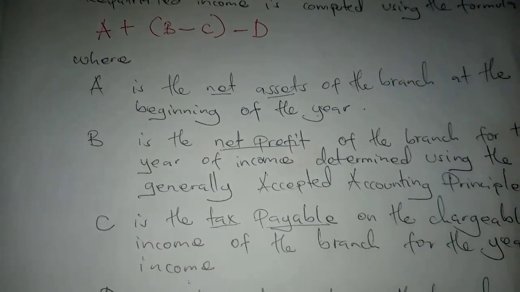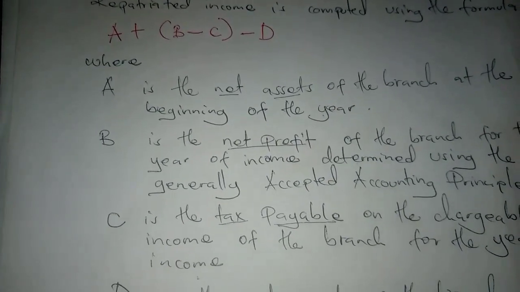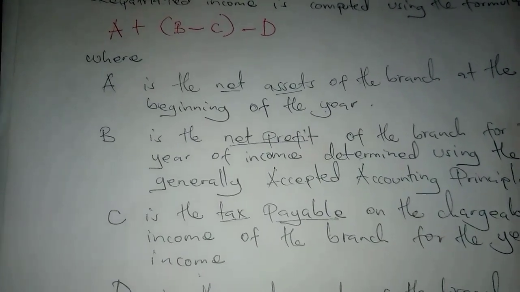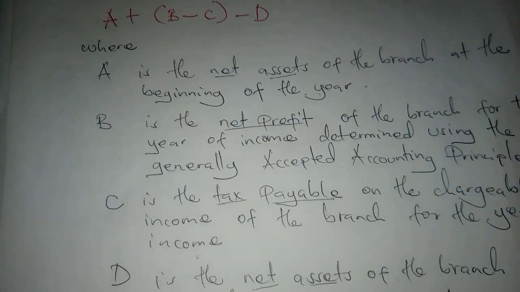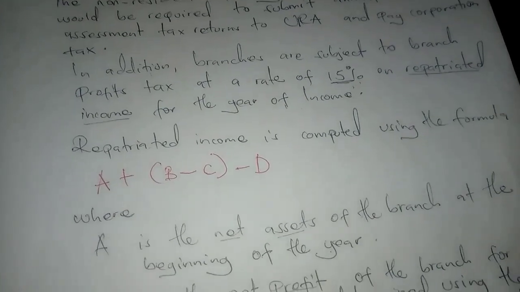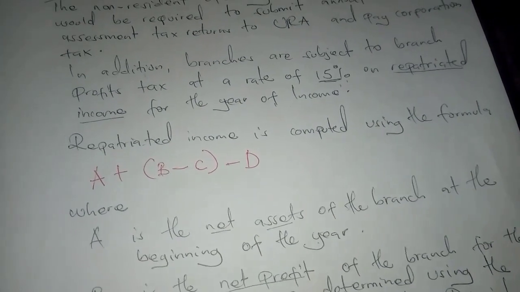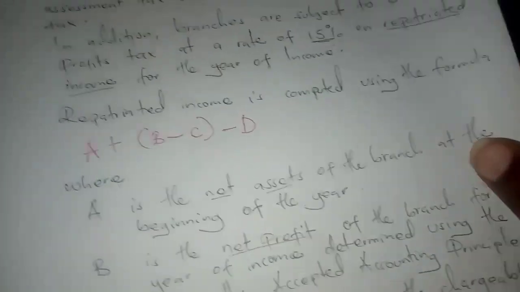So that is the introduction about taxation for branches. They pay corporation tax of 30%, and then branches still pay 15% on repatriated income, and this is the formula for calculating repatriated income. So let's have an example.